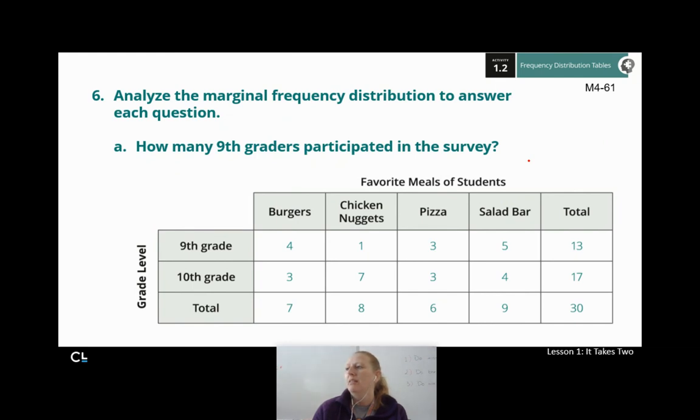So this is really useful. On page 61, on number 6, I have a whole bunch of questions for you. A, B, C, D, I got a whole bunch of these. Can you answer all of these lovely questions now that you have your distribution, your marginal frequency distribution table? Hit pause, answer all the questions, hit play to check your work.